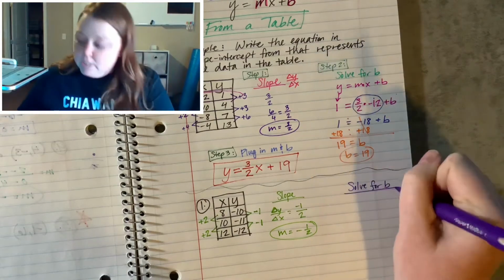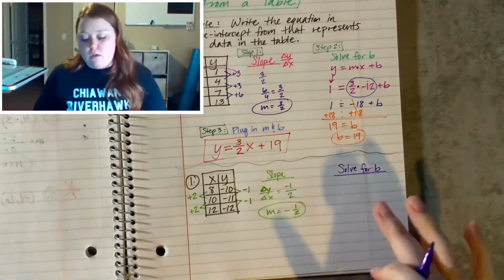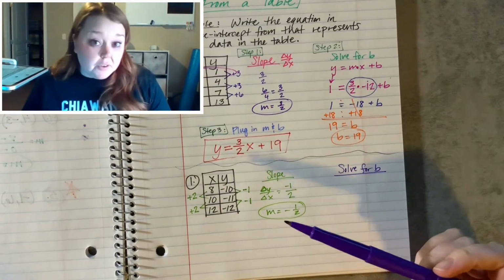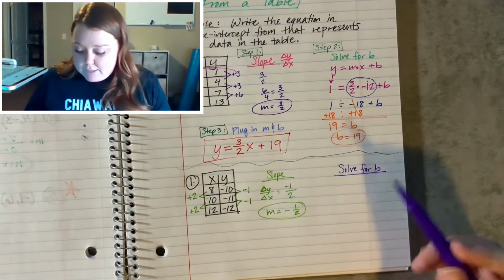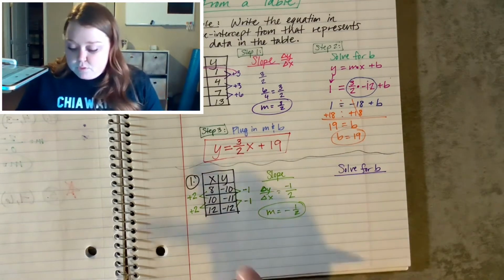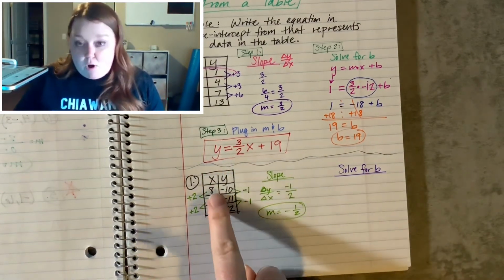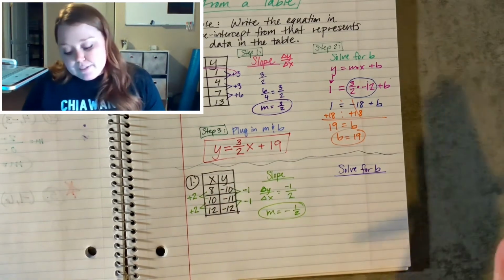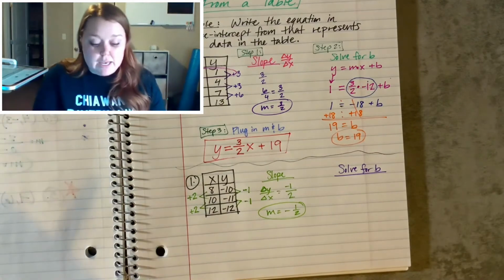Okay. One thing I want you to start thinking about is sometimes tables give you the b value. Sometimes it has 0, whatever. Okay. So something I always look for is if it has 0 in the x place, because then whatever the y is would be your b value. In this case, the table doesn't give it to us.